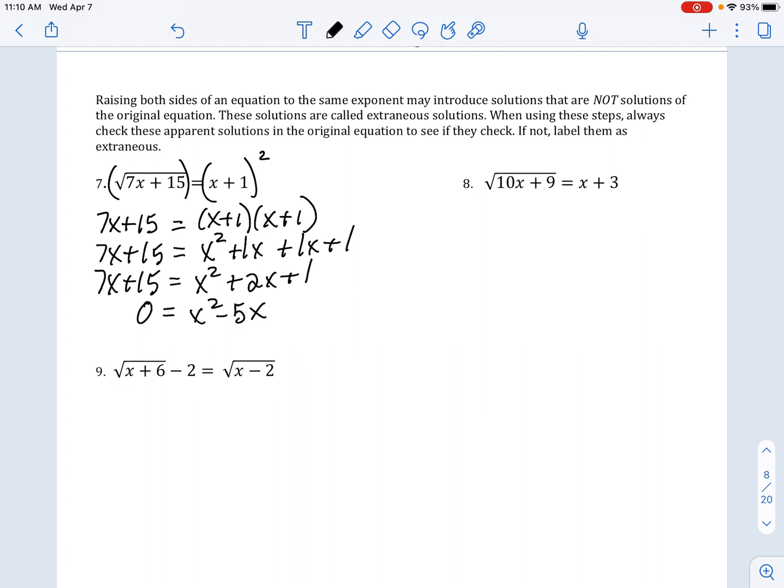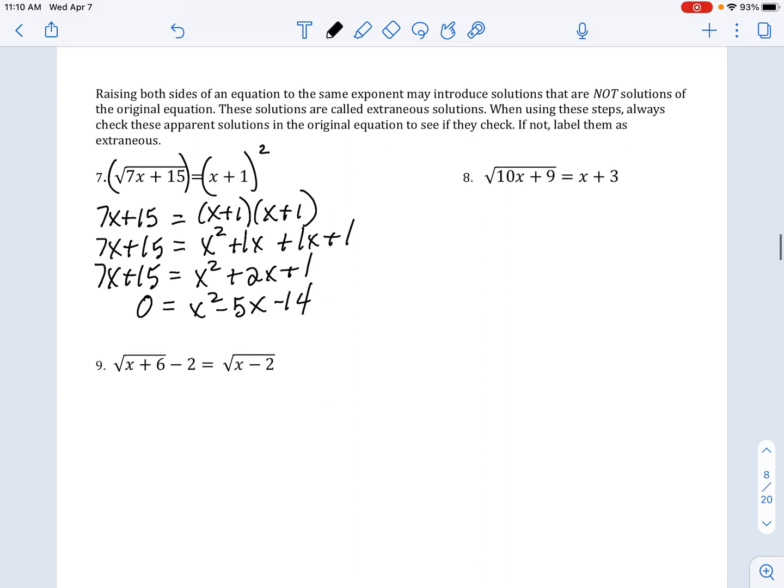Subtract the 7 from the 2, and it's going to be minus 5x. Subtract the 15 from the 1, and it's going to be minus 14. And now you see we have a quadratic equation that needs to be factored. So two numbers that multiply to be a negative 14 and add to be a negative 5. So subtract 7 and add 2. That's going to give me a product of negative 14 and a sum of negative 5. Set each one equal to 0. And now we have our two apparent solutions, x equals 7 and x equals negative 2.